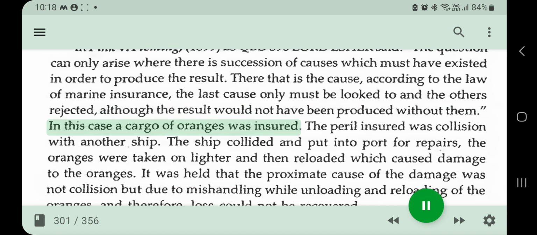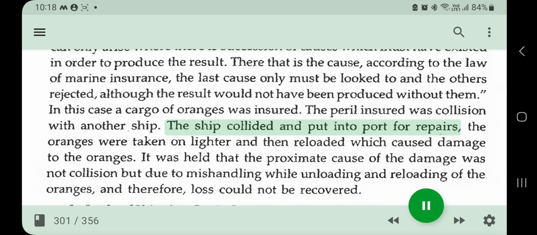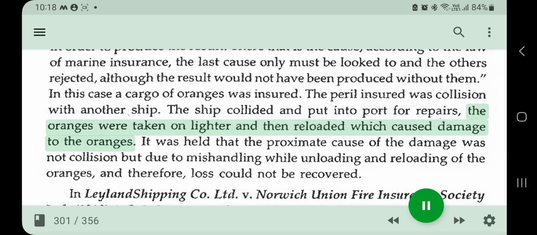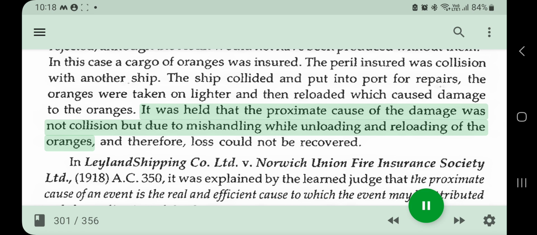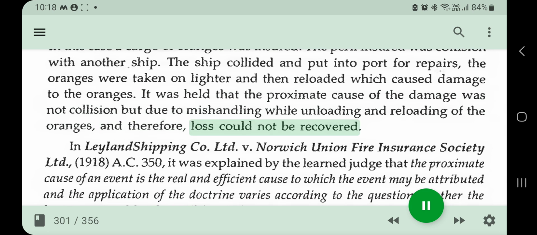In this case, a cargo of oranges was insured. The peril insured was collision with another ship. The ship collided and put into port for repairs. The oranges were taken on lighter and then reloaded, which caused damage to the oranges. It was held that the proximate cause of the damage was not collision but mishandling while unloading and reloading of the oranges, and therefore, loss could not be recovered.